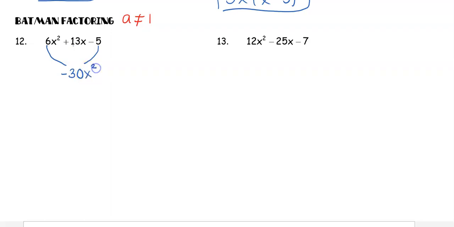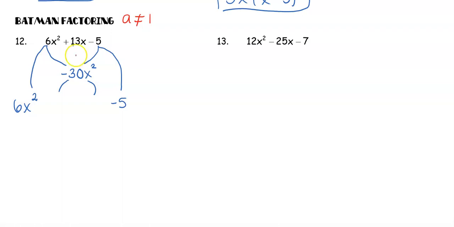X squared. We pull down the first term. We pull down the last term. This might be one that you want to watch first, pause it, rewind, and then write it the second time. And then what we want to do is find two numbers that are going to multiply here and add here. So two numbers that multiply to a negative 30x squared and add to a positive 13.